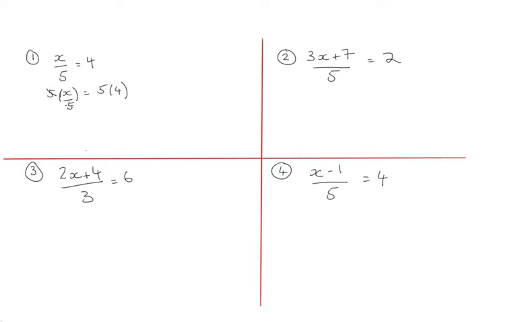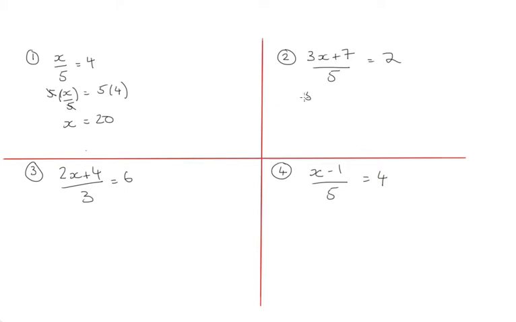Now this 5 and this 5 are going to cancel, leaving me with x on this side, and 5 multiplied by 4 is 20. So I've solved it: x is equal to 20. All right, number 2. Again, 3x plus 7 over 5, that's our fraction.